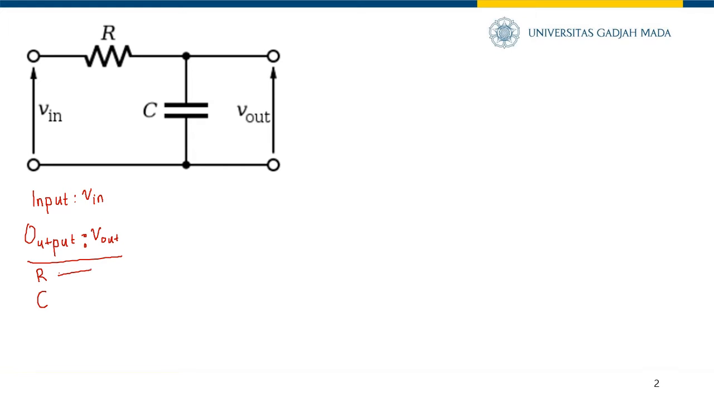For the resistive component, we can identify the equation: Ohm's law. This is the equation. For the capacitive component, we can have this equation.